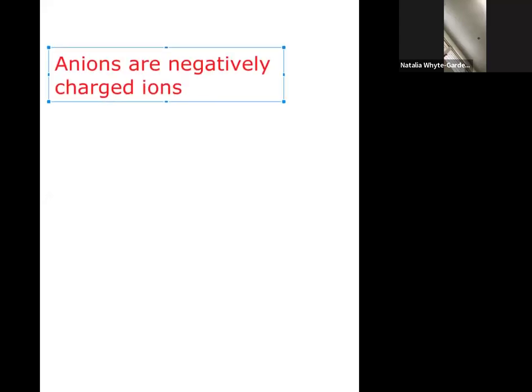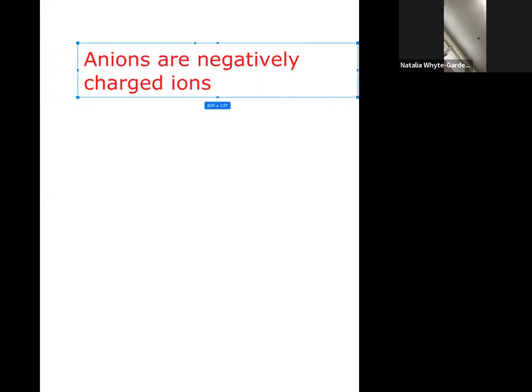So we're going to define anions. Anions are negatively charged ions formed when non-metals gain electrons. Are all non-metals going to form ions? Those in group 8, will they form ions? No, because they're already stable.